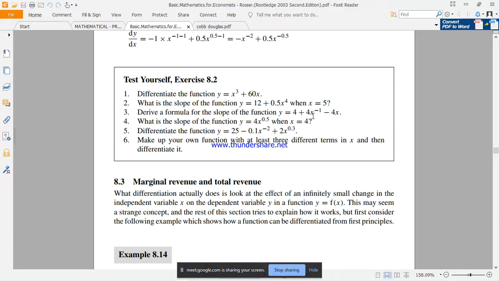So the question is y is equal to 4 plus 4x raised to the power negative 1 minus 4x. That is the question I want each one of us to solve. I believe we've all copied the question, and I believe we've all started solving. So under a minute we should be done, because this is very simple.